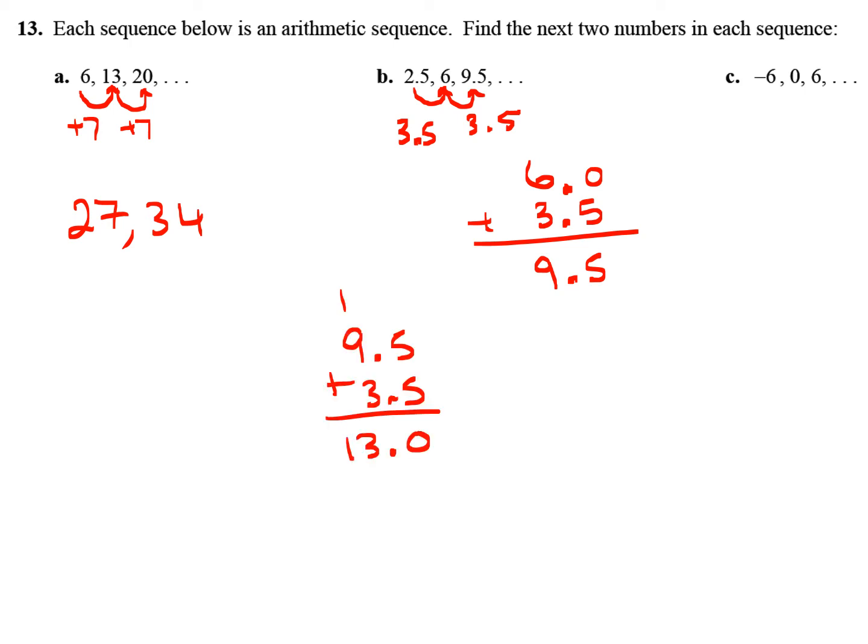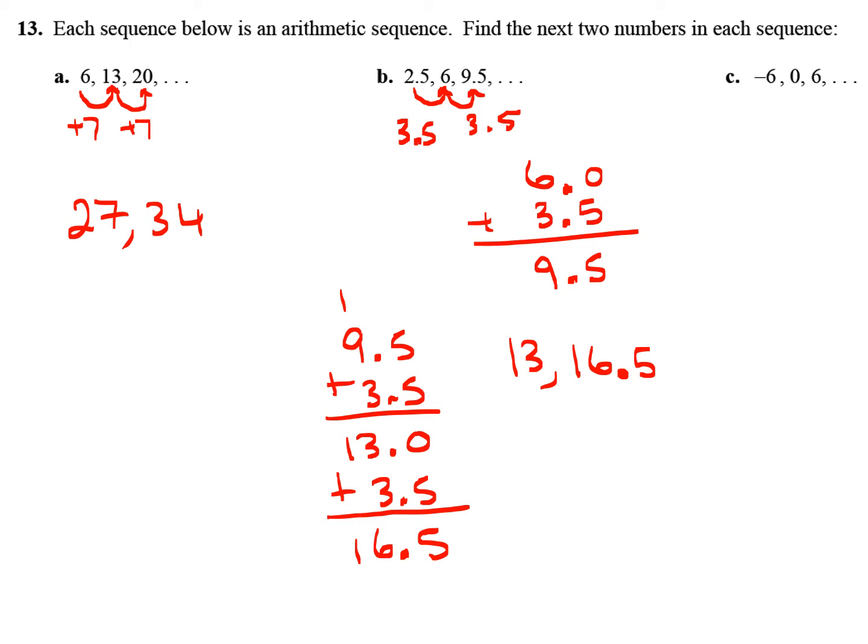And then we go to the next one here. 9.5 plus 3.5 makes 13 is the next one. And then, perfect, the next one, adding another 3.5 gets you 16.5. There they are. So the answers for B would be 13, 16.5.